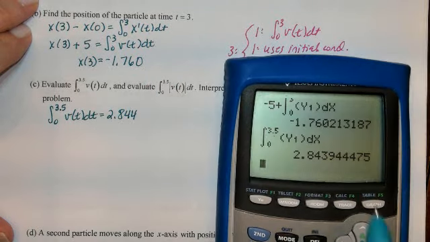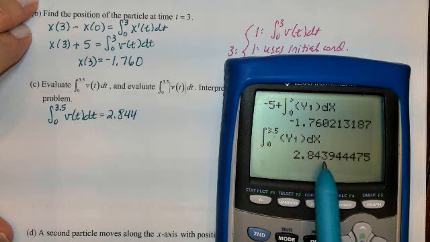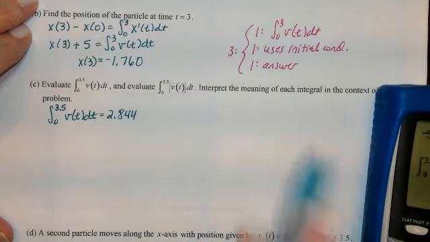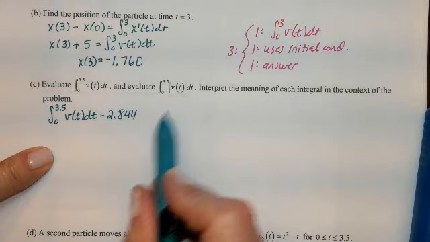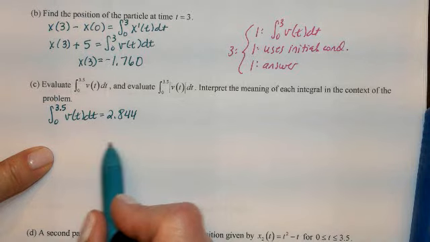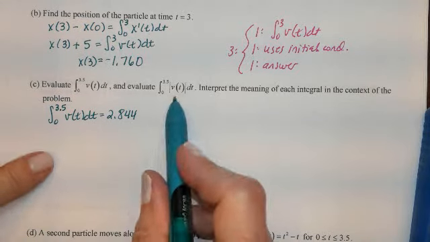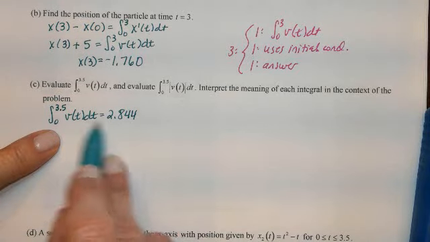Remember that AP will accept 2.843. They'll allow you to truncate it, or you can round it if it can be rounded. I like to round those. So then we're going to interpret the meaning of that. I think I'll go ahead and interpret this meaning.